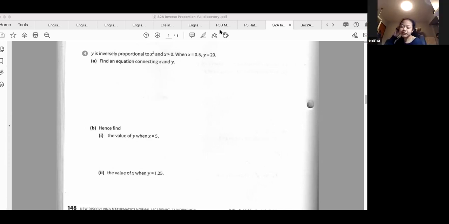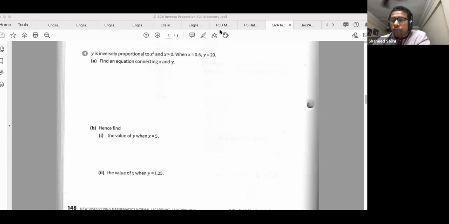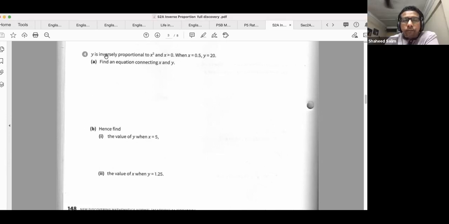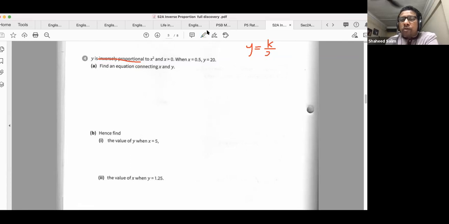I have a question. Yes. How do I know if I'm supposed to use y equals 3x or k equals xy? Okay. Down here, you look at this one. If it's inverse proportion, it's always y equals k over x. Always. And then from here, you want to find what is k, right? You use this formula.